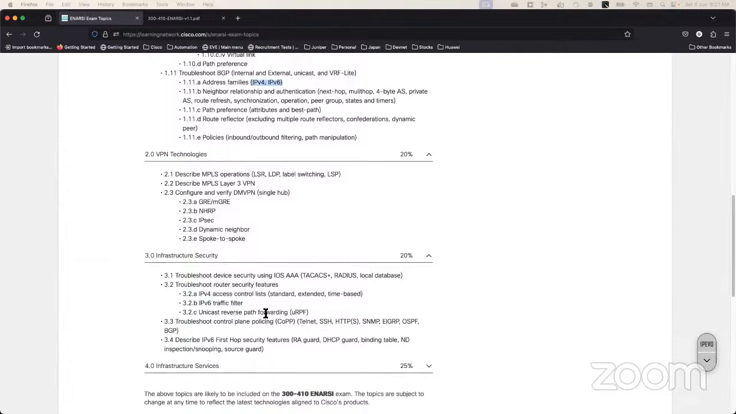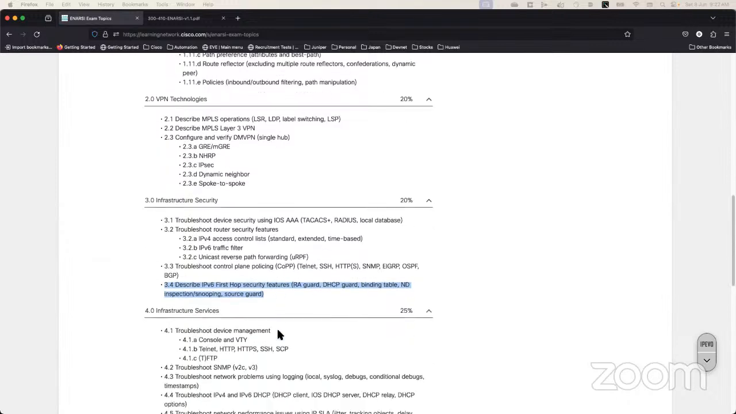Then unicast reverse path forwarding, control plane policing. What is this? What is its use? How do we configure it? What are the benefits of this one? Then comes your IPv6 first hop security feature. This is the only topic that will talk about your switches. These are the features that will be configured on your layer 2 device. Apart from this, all the other topics that we are showing over here will be used on your layer 3 routers. This is the only topic that has to be configured on your layer 2 switches.